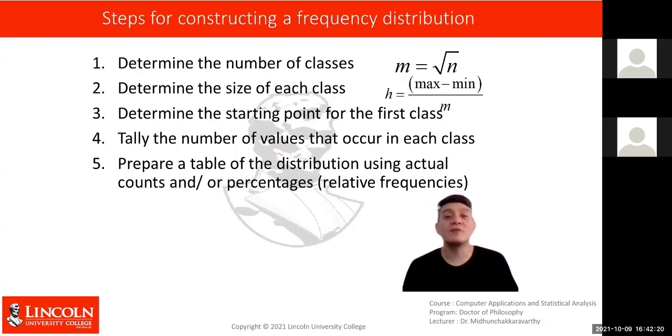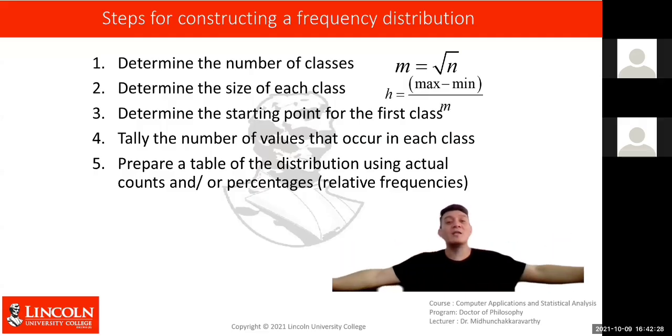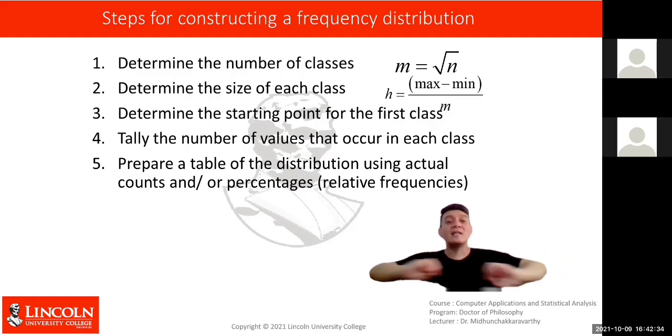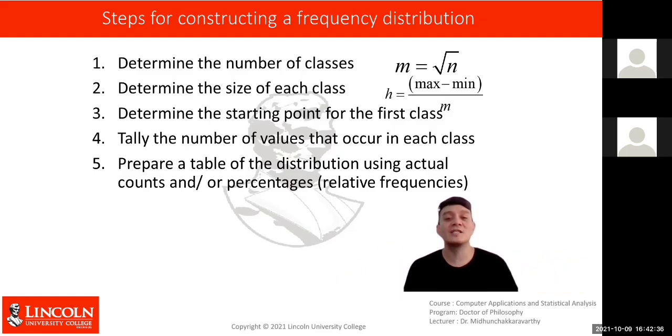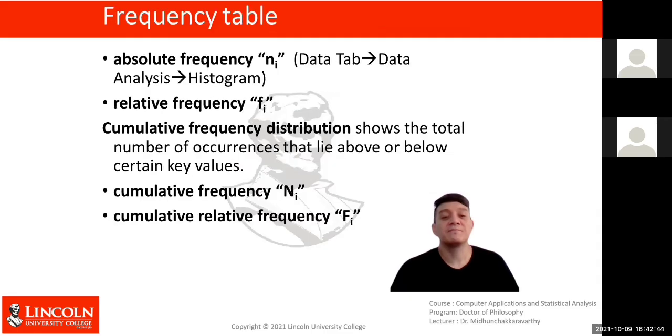So, steps for constructing a frequency distribution. This is the frequency. You know how many frequencies you have. The frequency is the number of samples that you have. Determine the number of classes. Determine the size of each class. Determine the starting point for the class. Tally the number of values that occur in each class. And prepare a table of the distribution using actual counts and or percentages, relative frequencies.